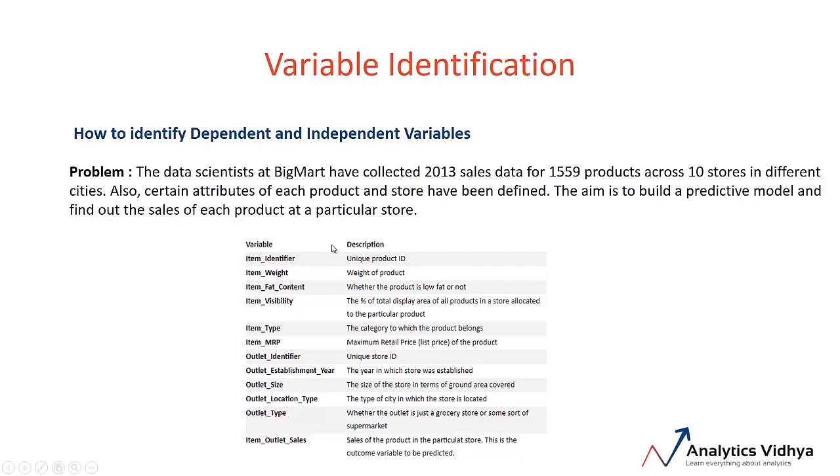Now, when we look at this dictionary, we can see that item outlet sales is a variable which contains sales of the product in a particular store. And this is what we need to predict. So, item outlet sales becomes our dependent variable, while the rest of these variables become independent variables, which can be used to predict this dependent variable.